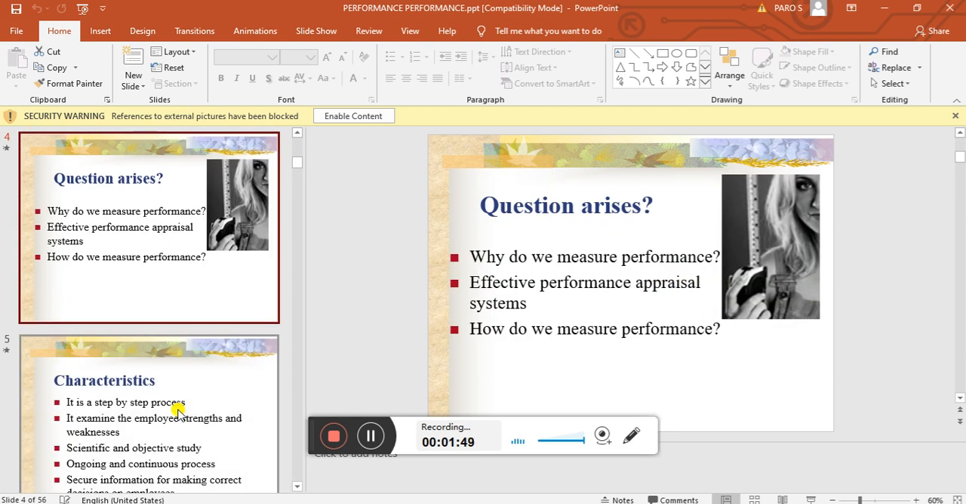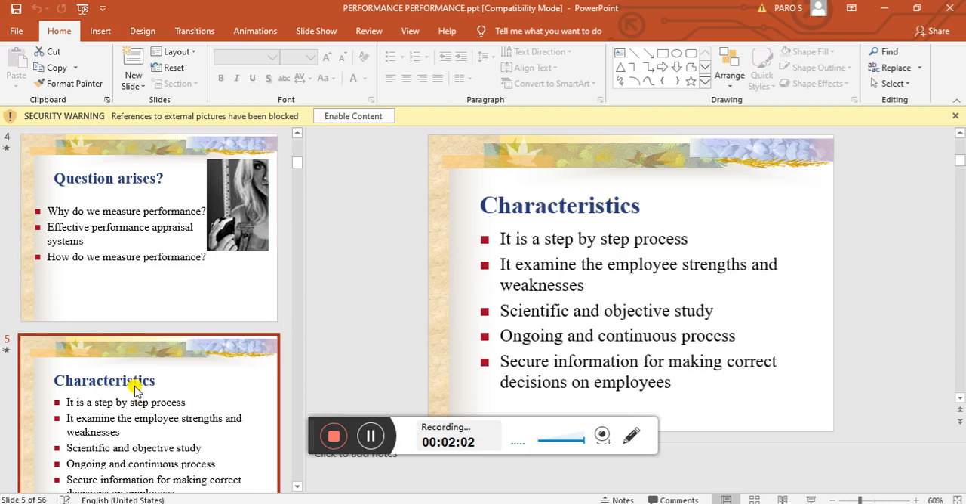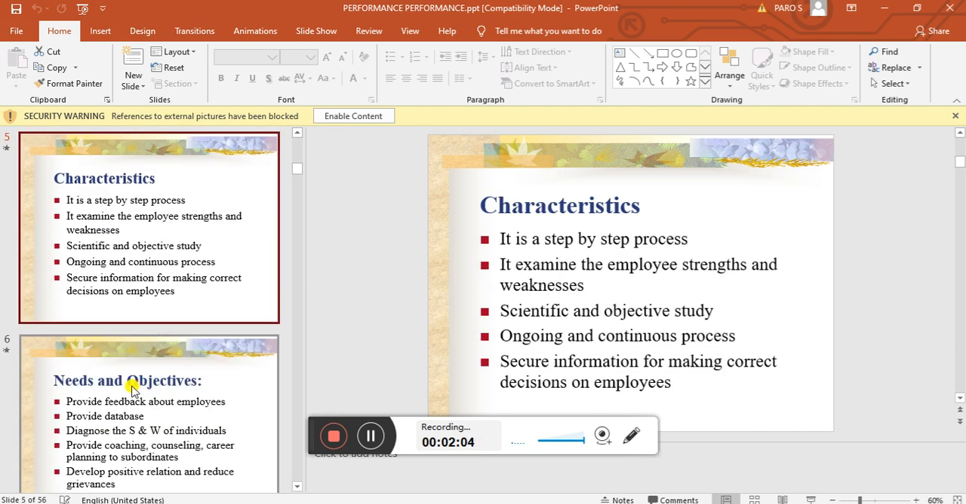Now the question arises here: why do we measure performance? What is its importance within the organizational setup, and how do we measure performance? Before moving further, we should know the characteristics of performance appraisal. Basically, it is a step-by-step process. It examines the employee's strengths and weaknesses. This is basically a scientific and objective study. And of course, it is a continuous process.